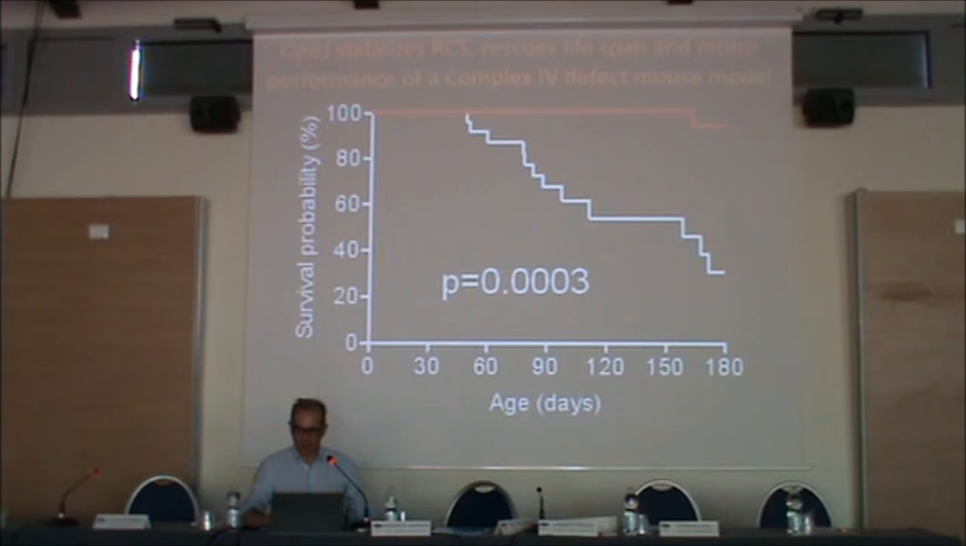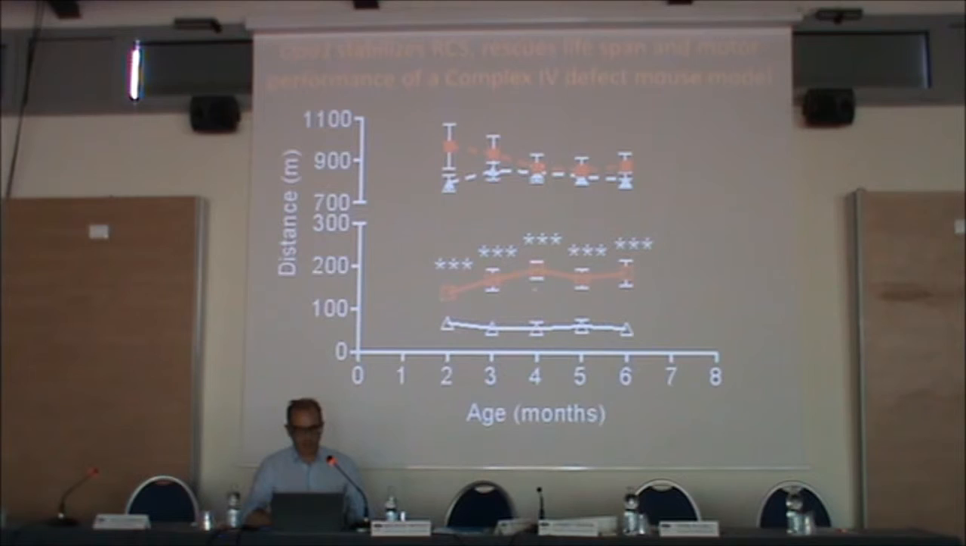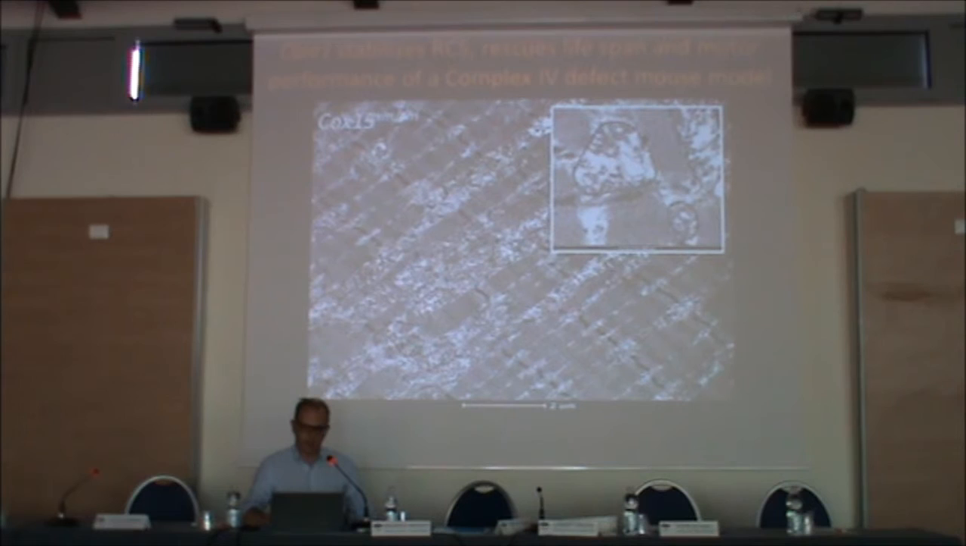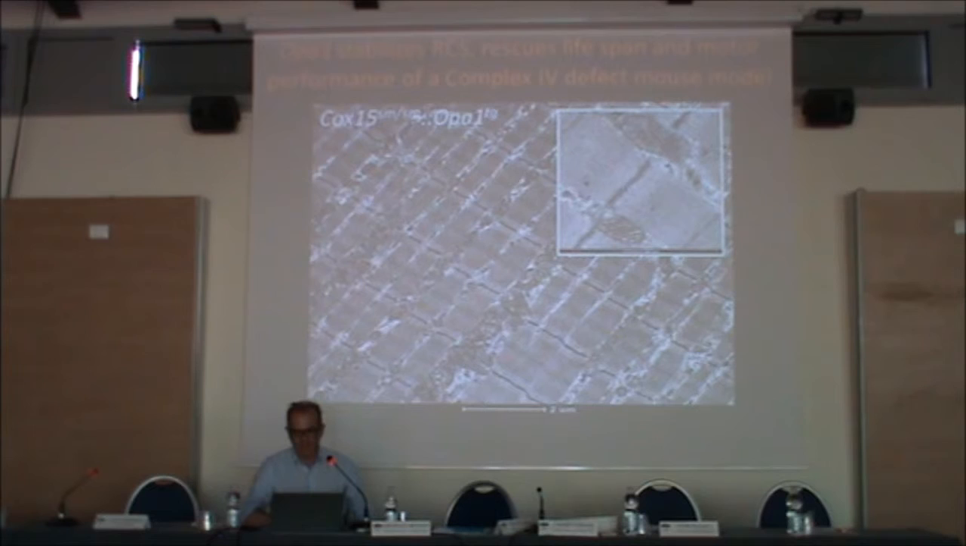And you have seen already this, the mice, not only are they alive, but they're also performing well on a rotarod assay. They run on the rotarod because their mitochondrial ultrastructure, we believe, is corrected. This is how mitochondria look in the COX15 knockout in the skeletal muscle. That's how they look in the COX15 knockout of OPA1 transgenic animals.